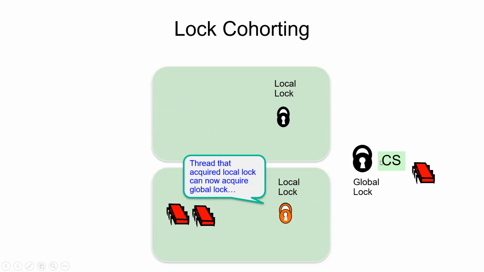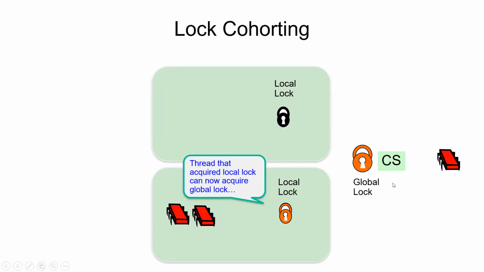Once it completes its critical section, it will release the lock. Before releasing the lock, it will check whether the cohort is empty or not. If it is empty, it will release the local lock and the global lock. Otherwise, it will release only the local lock. Right. So here it is releasing, entering, and that's it. So it will continue like this.